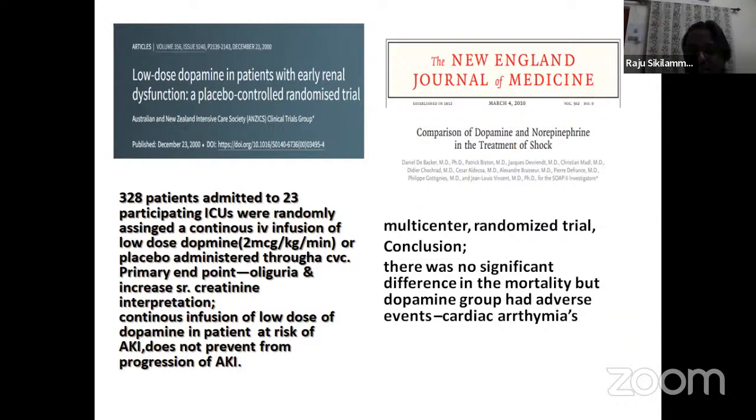Then the SOAP trial in NEJM. This compares dopamine and norepinephrine in the treatment of septic shock. It is a multicentric randomized trial. The conclusion was no significant difference in mortality between the dopamine group and the noradrenaline group, but the dopamine group had more adverse cardiac events, especially cardiac arrhythmias. As for both, neither vasopressin nor noradrenaline gave a mortality benefit, but the SOAP trial confirmed the use of noradrenaline as the primary agent for septic shock rather than dopamine, which has more cardiac arrhythmias compared to noradrenaline.